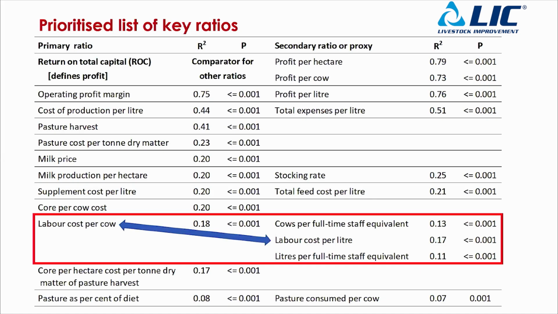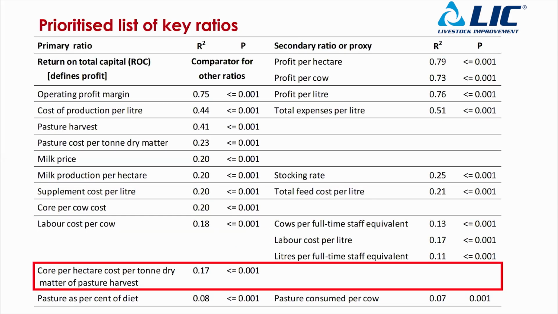Labour cost per cow and per litre are similar ratios in structure. So if a second labour ratio would be monitored, then it should be selected from one of these other two ratios. Again, the causal link with cows and profit would mean that cows per full-time staff equivalent would be preferred. There is another weakness with the litre ratios, in that these need to be calculated based on energy-corrected milk to have this level of relevance.